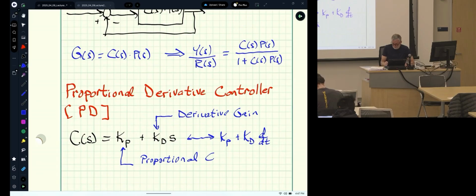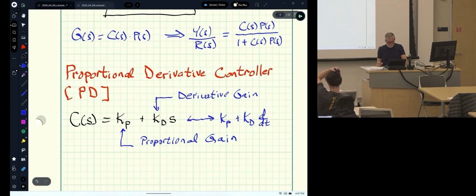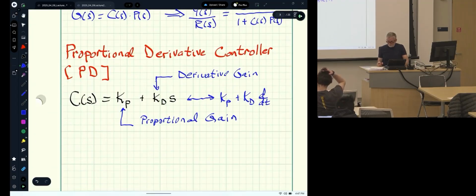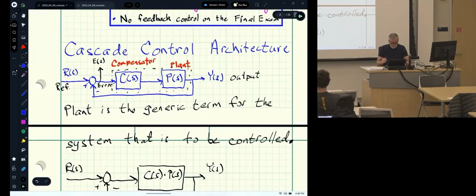Yeah, and I should have included gain here as well. So it's just a number, and we get to tune and twiddle these, and that's going to be fun. Now, I'm going to add one more signal name here. That's the input to the plant.